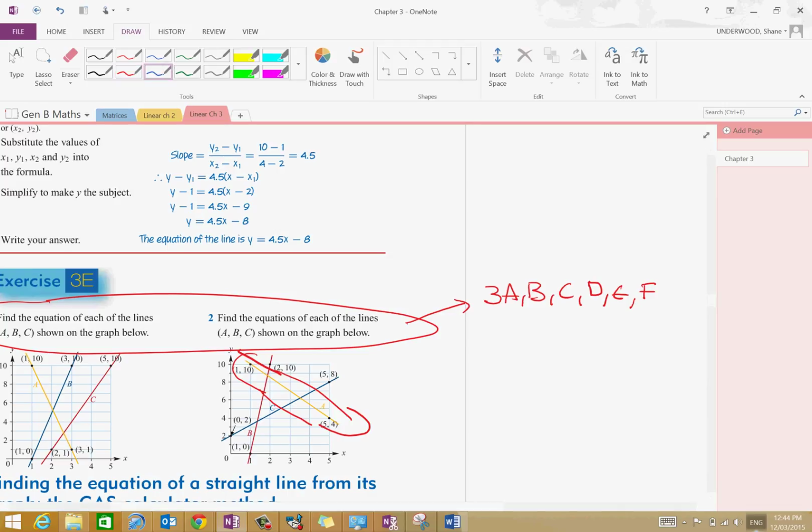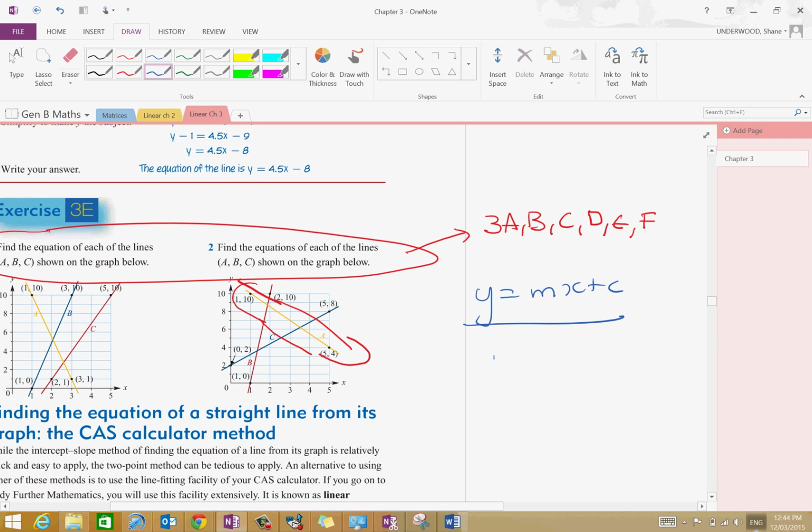Now, first of all, we know that we want an equation in y equals mx plus c form. Do we know, this is the trick though, do we know the y-intercept? Have we been given the y-intercept? No, for that yellow one. We haven't. Now, first of all, let's find the slope. m is equal to, because otherwise you won't be able to do A, B, C, D, E, F.